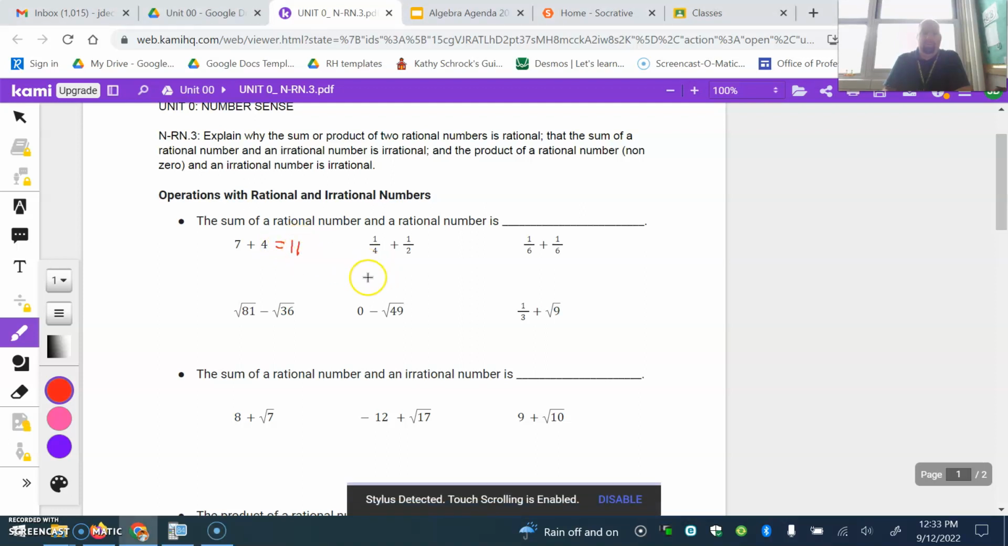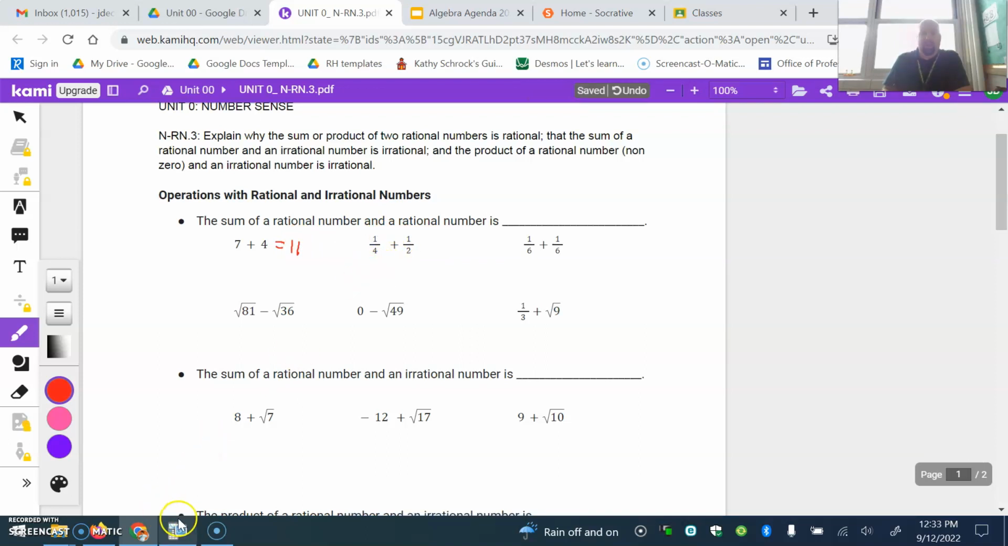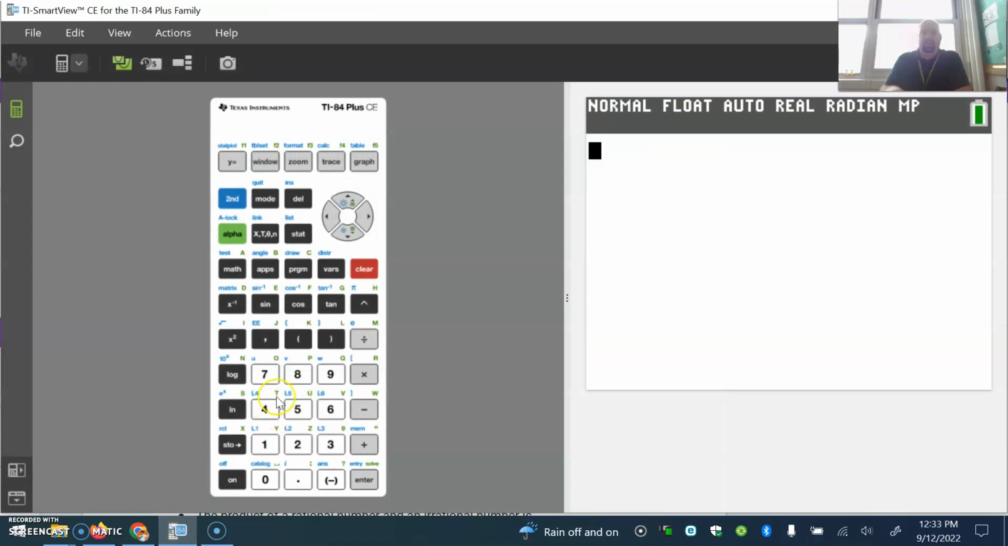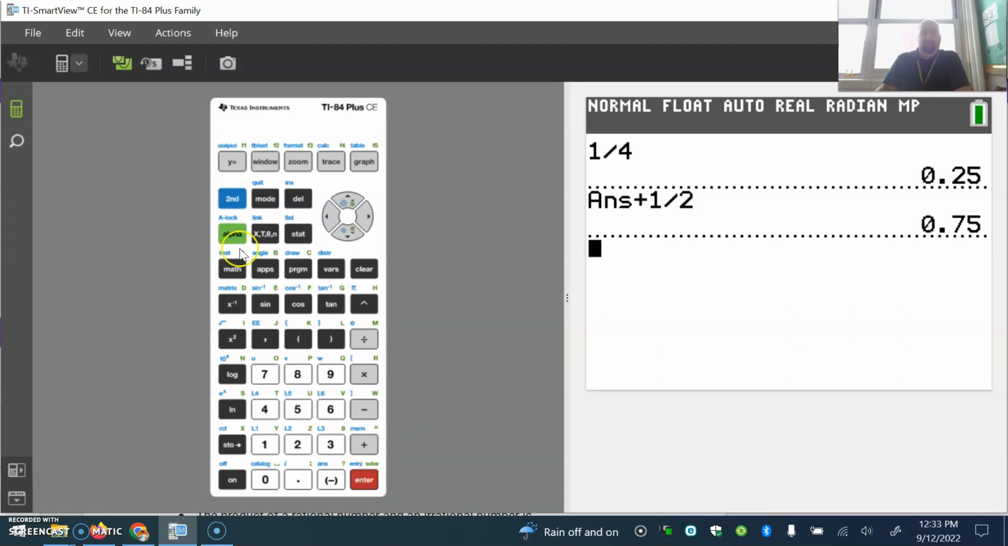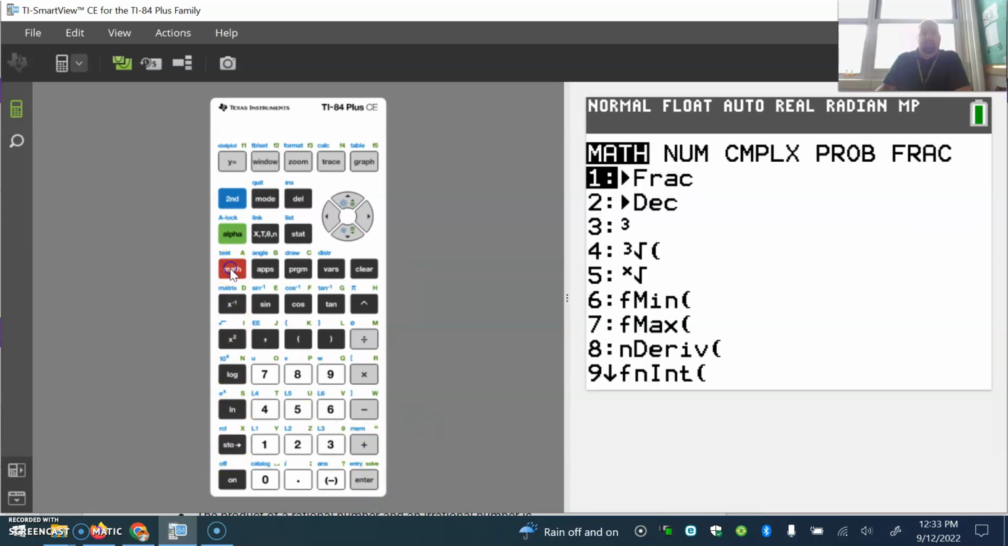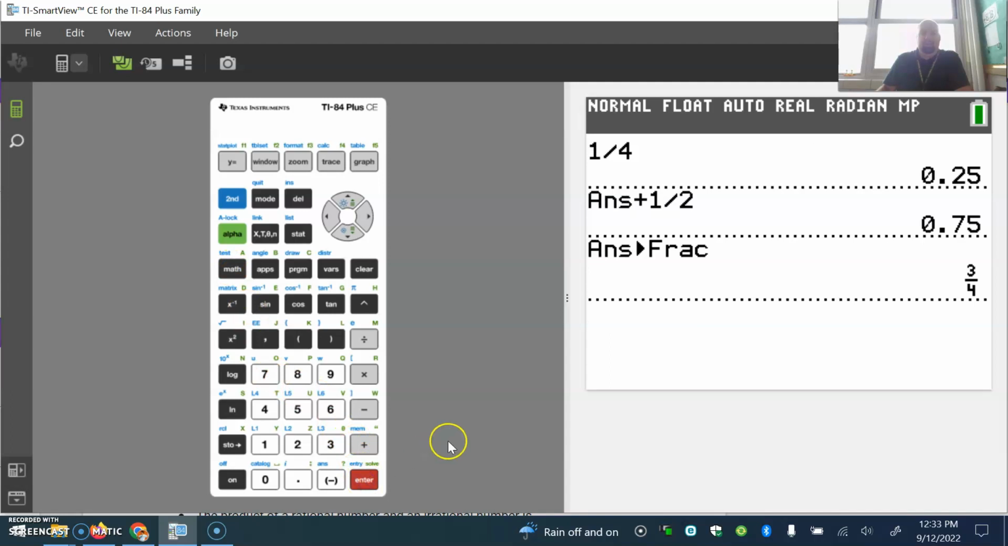That's just 11. 1/4 plus 1/2. You can use your calculator to do that. By the way, I do have a calculator I can pull up on my screen. If I wanted to do 1/4 and add to that 1/2. Oops. Let me go backwards here. 1/2. There we go. I get 0.75. Then I can use my calculator and go math, enter, turn it into a fraction, which is 3/4.